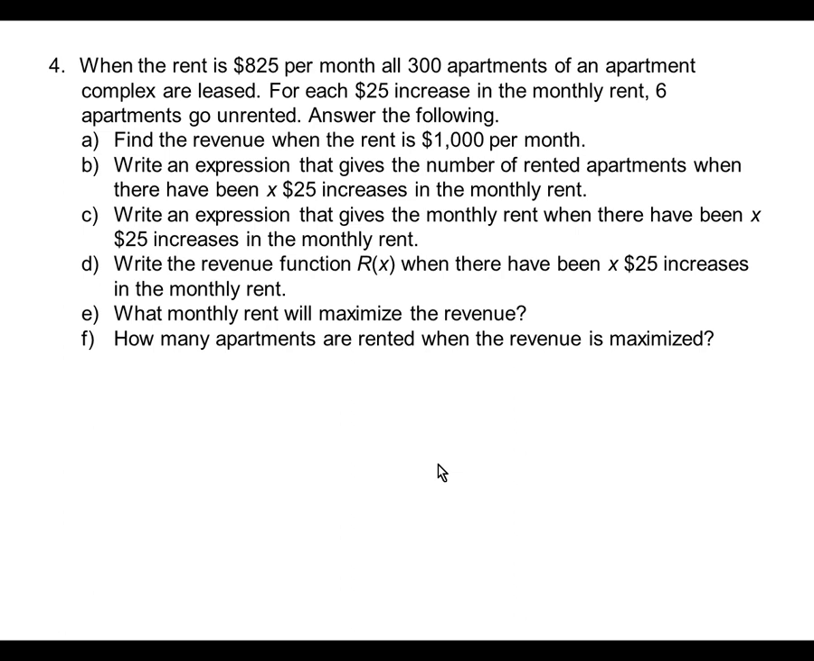Question B, write an expression that gives the number of rented apartments when there have been X $25 increases in the monthly rent. Question C, write an expression that gives the monthly rent when there have been X $25 increases in the monthly rent. Notice X is counting the number of $25 increases. That's what's going on in B and C. Question D, write the revenue function R of X when there have been X $25 increases in the monthly rent.